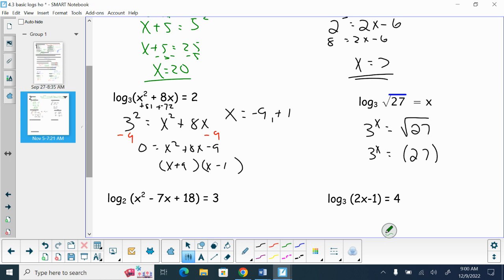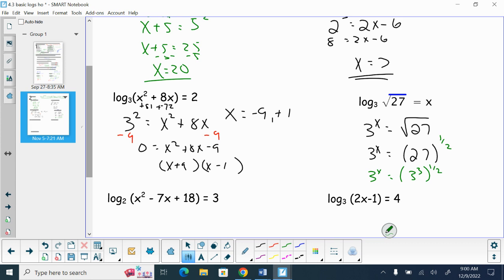Jacob, square root's what power? Third. Square root is what power? Second. Oh, wait, half. 1/2. Then 27 we can write as 3 to the what power? 3. So we have 3 to the third to the 1/2.